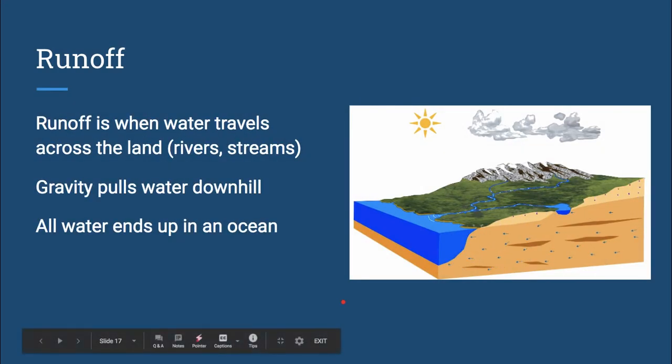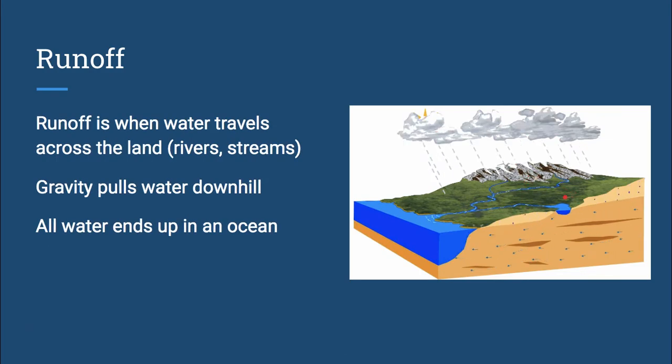Next we have runoff. So imagine it rains on the land. That rain hits the land, maybe this mountain or these fields, and then gravity pulls it downhill. As the water is moving across the land, downhill, that is called runoff. Now it's important to know that all water eventually ends up in the ocean. So it falls on the land, maybe it goes into a river, and then down into the ocean.